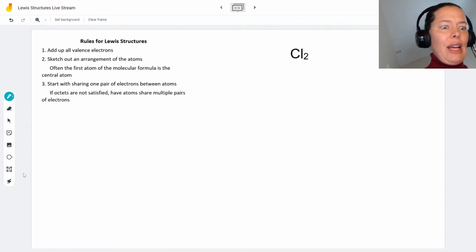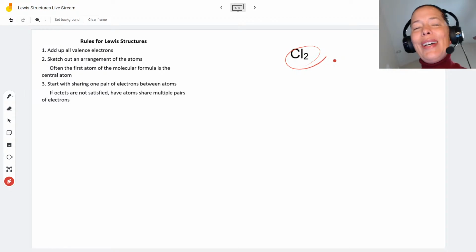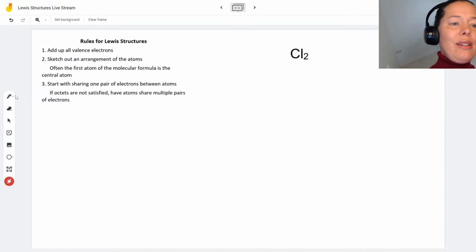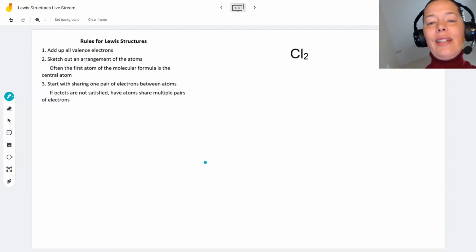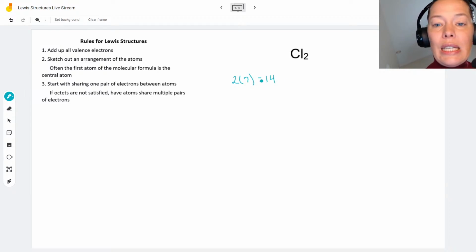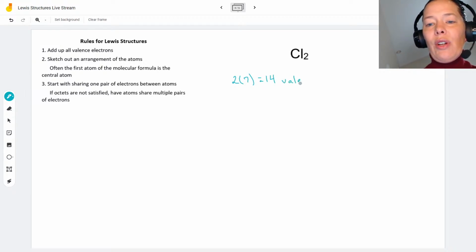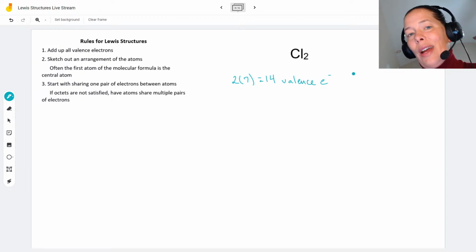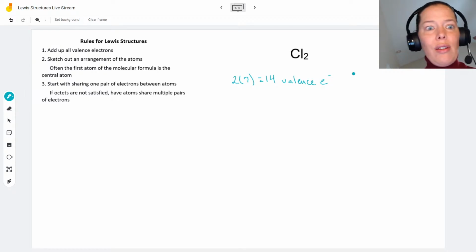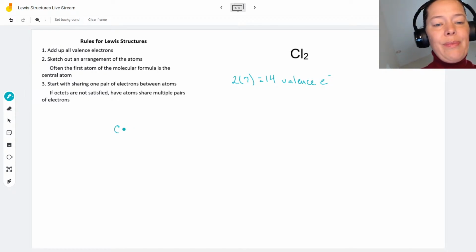Okay, we're doing a lot of diatomics, aren't we? So this is chlorine, Cl2. Same deal. Let's add up our valence electrons. So we have 2. Each chlorine gives me 7. That gives me a total of 14 valence electrons. All right, again, the nice thing about this is we don't have to worry about a central atom because it's just a chlorine bonded to a chlorine.